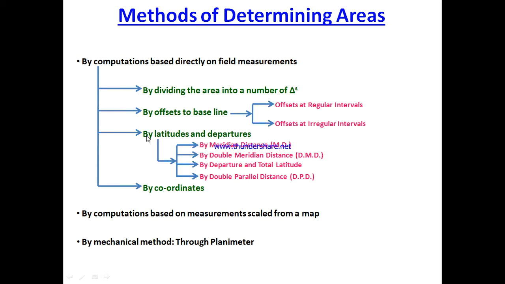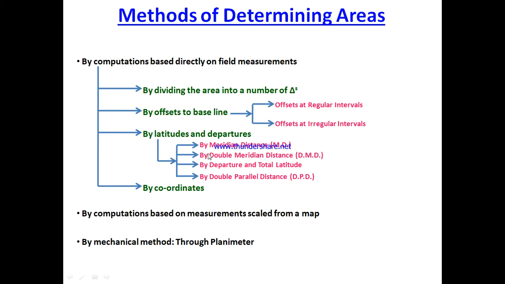Now the second method is based on the latitude and departure. As you already know what is the latitude and departure, let me explain once again. Latitude we are measuring in the y direction and is equal to L cos theta, while departure we are measuring in x direction and is equal to L sin theta. So in this manner, with the help of latitude and departure, 4 more methods are comprised. By using any of these 4 methods we can easily calculate the area.